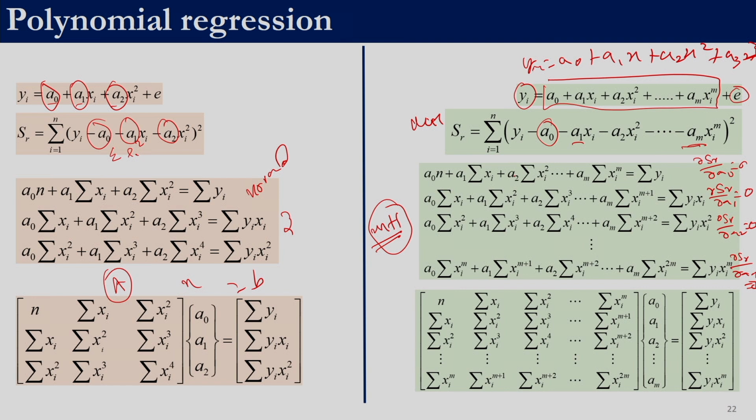So, these will be our m plus 1 normal equations. Again, they can be put in the standard Ax equal to b form, because all these m plus 1 equations are linear. So, now let us look at an example for polynomial regression.